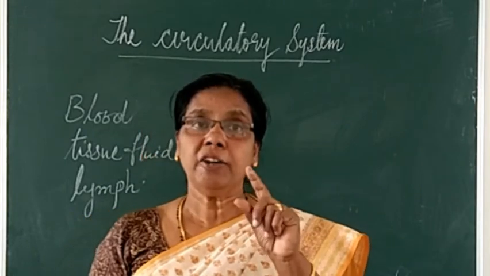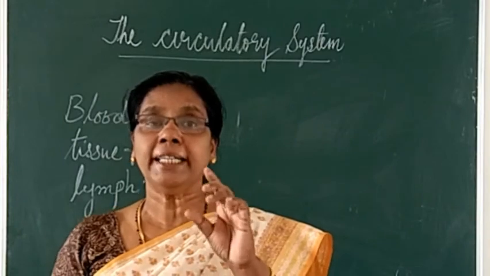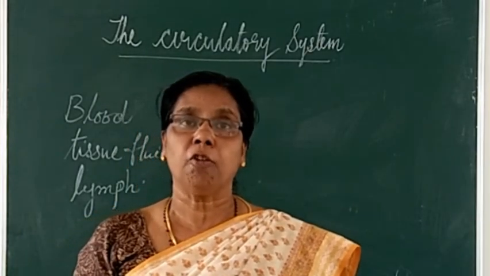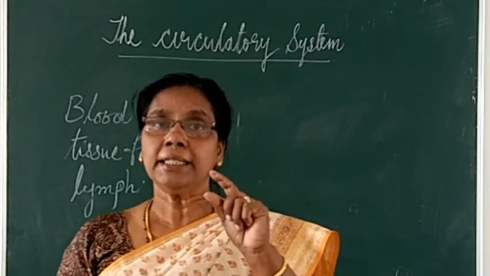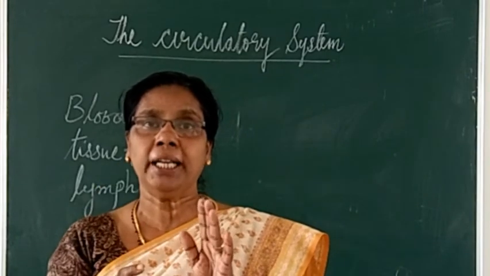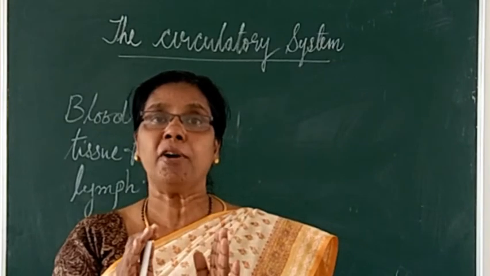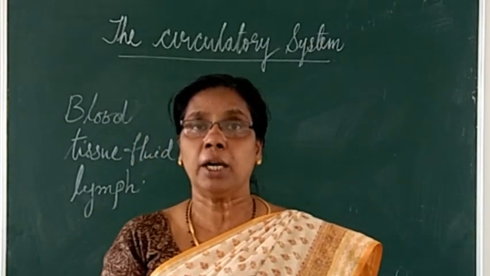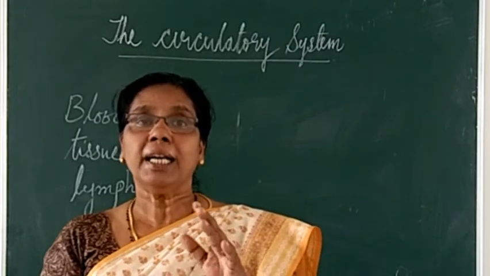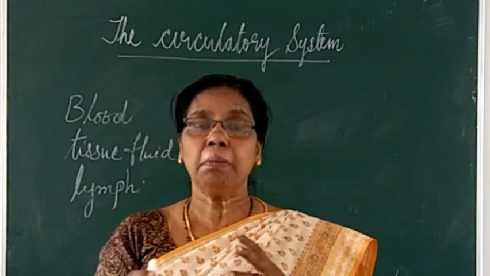Throughout the blood vessels, this blood usually circulates, and so it is called a closed type of circulatory system. Why? Because blood is usually circulating inside the body through closed blood vessels. Such type of circulatory system is called what? Closed blood circulatory system.